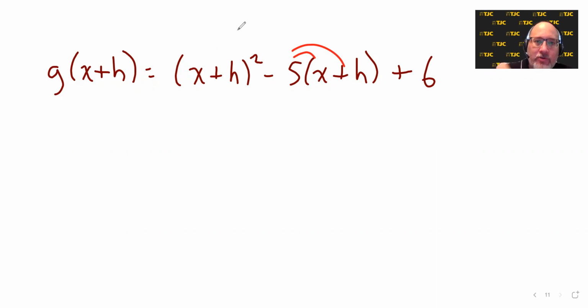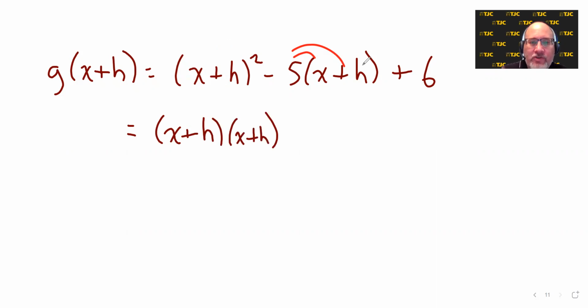So what can you do? Well, do what the 2 means. What does it mean to square something? It means to multiply it times itself. We'll do that in a moment, but let's go ahead and do the distributive property on the second parentheses. You can distribute multiplication across addition. Negative 5 times x is negative 5x. Negative 5 times h is negative 5h. And we still got the plus 6.